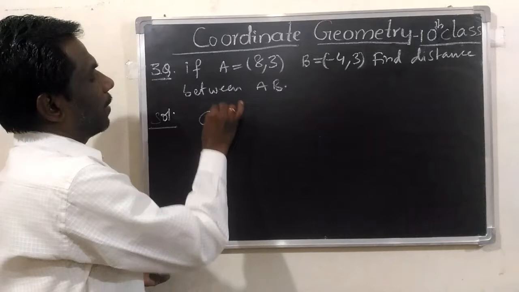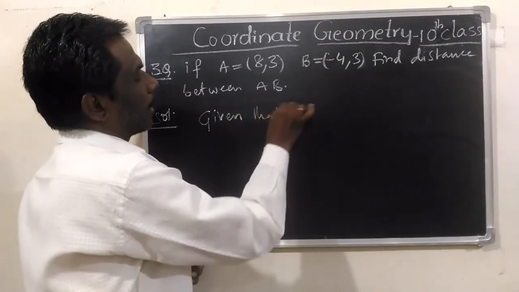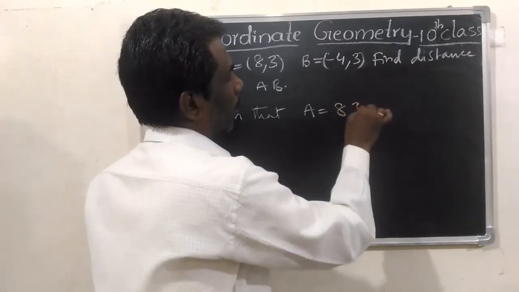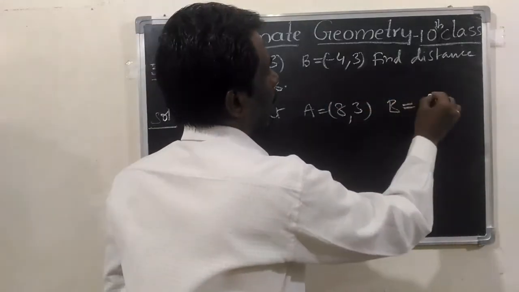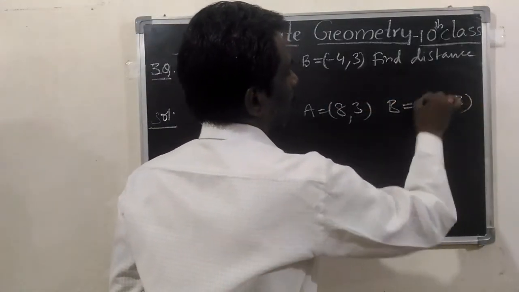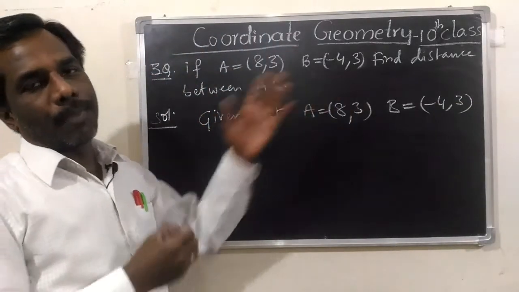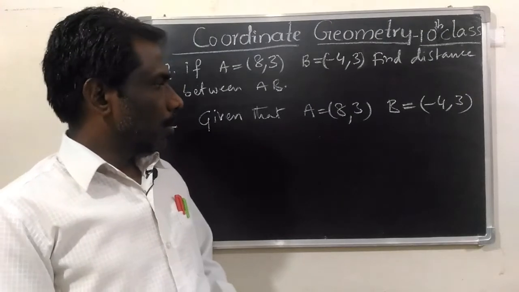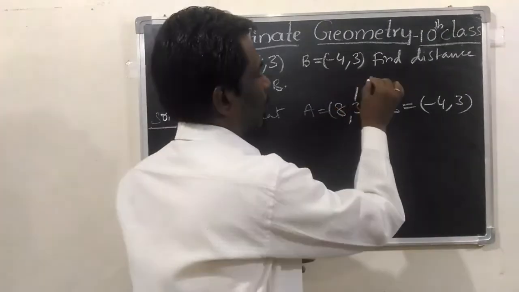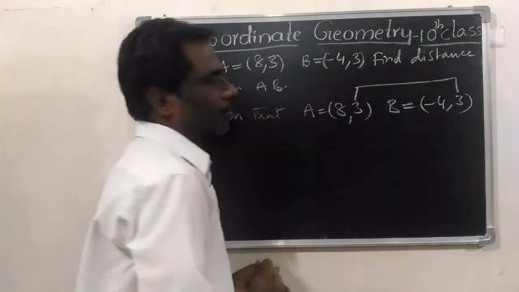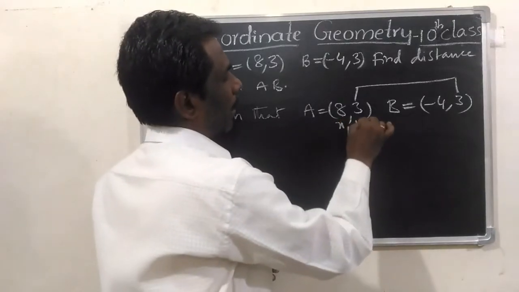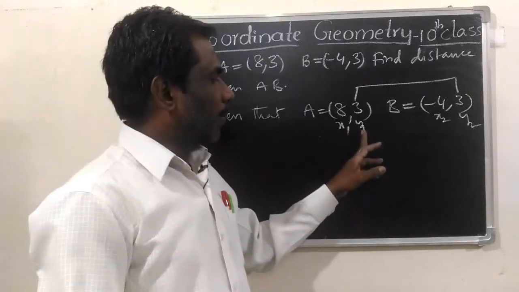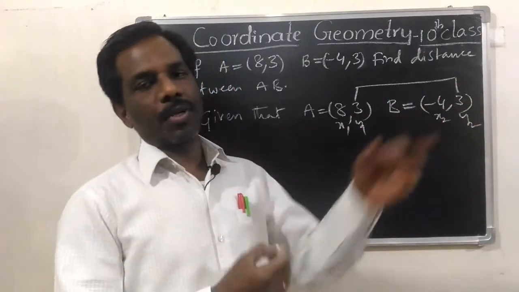Given, write the points. Given that A is equal to (8, 3) and B point is (-4, 3). I wrote A and B points. Next we observe these points. These y coordinates are equal. x1, y1 and x2, y2. If you observe it, here y1 and y2 values are equal, 3 and 3.